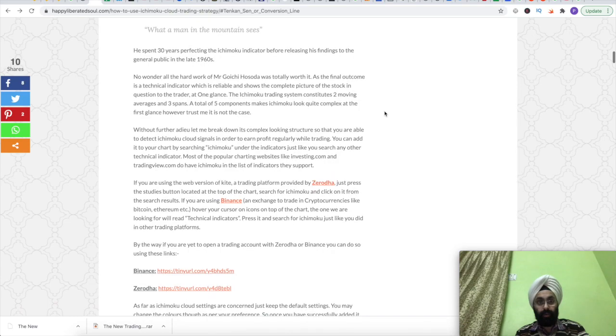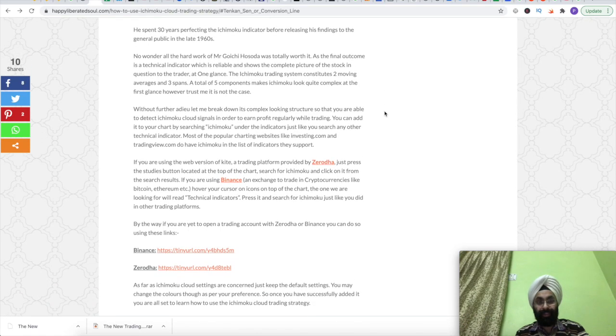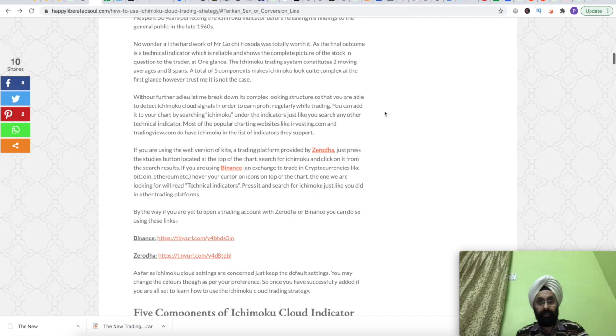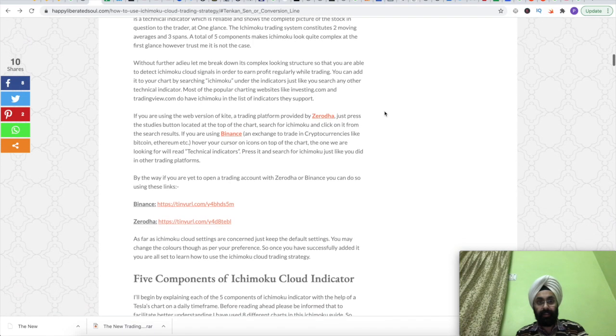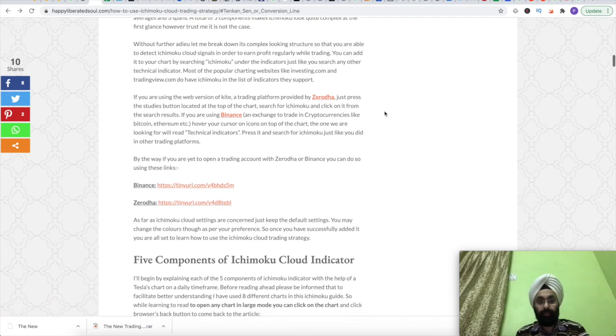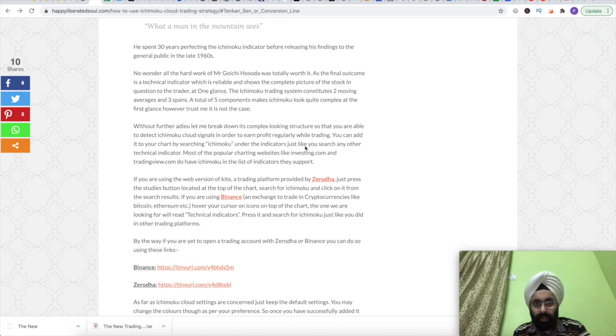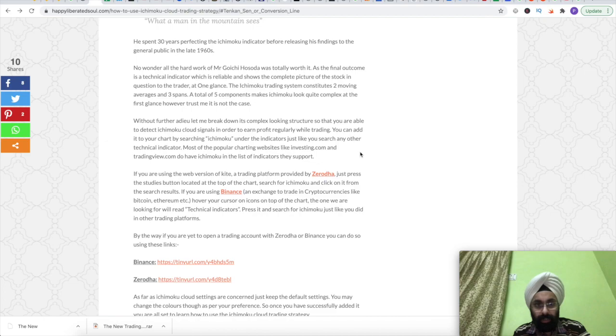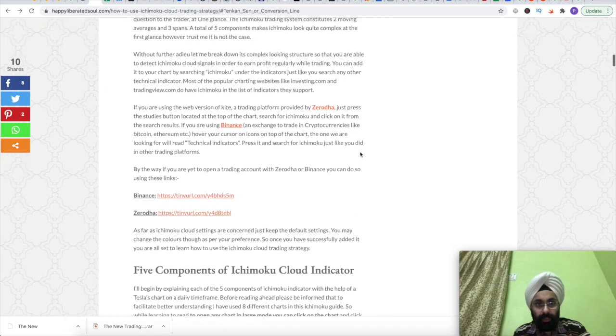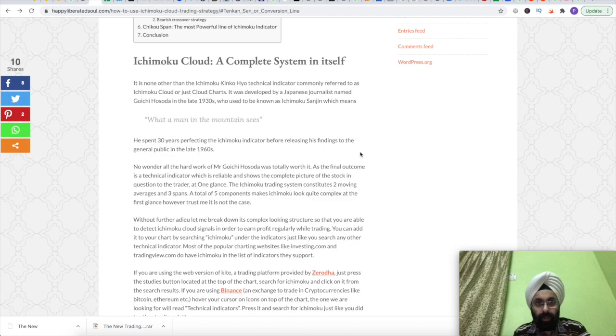So the key behind this technical indicator is that it tells a lot on the basis of one single look, and I had mentioned somewhere a very key aspect about this indicator. Just a second. Here it is. So at one glance, this is what I was trying to refer to.